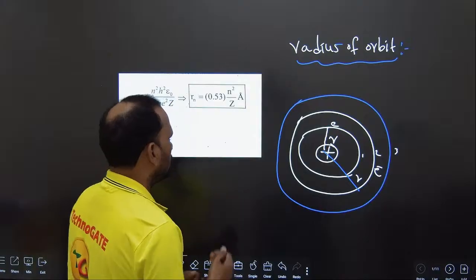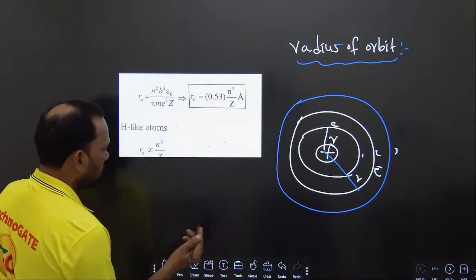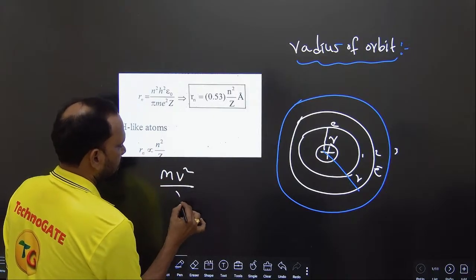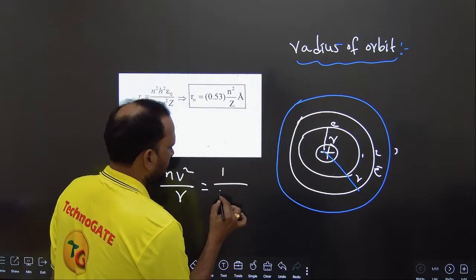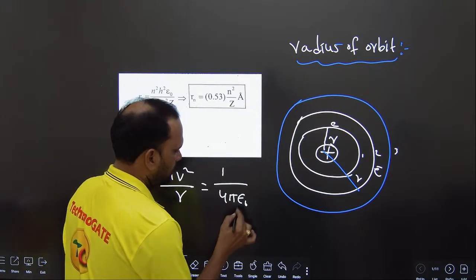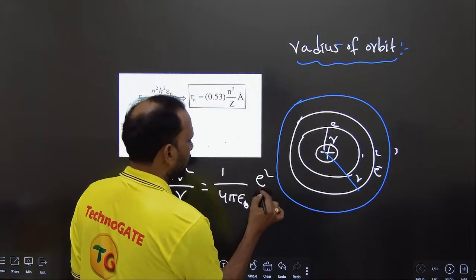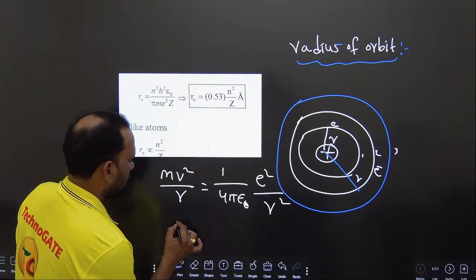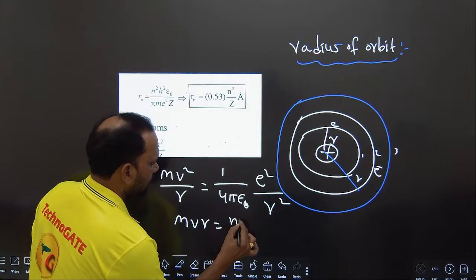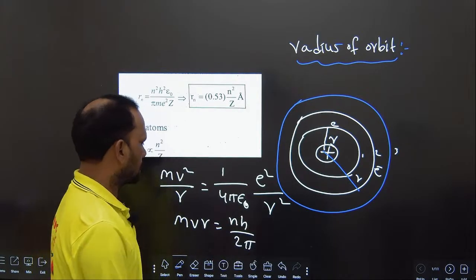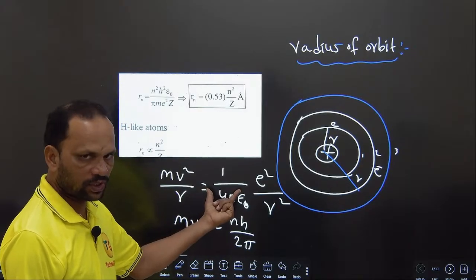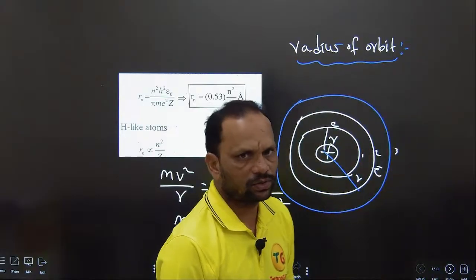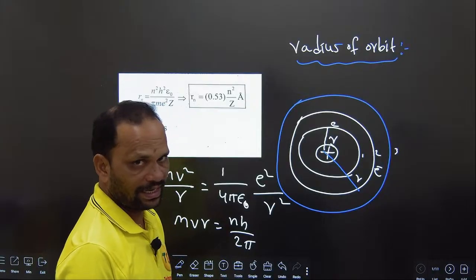How do we derive the radius of the orbit? In the last video we discussed that mv square by r, the centripetal force, is equal to 1 by 4 pi epsilon naught into e square by r square. And also mvr is equal to nh by 2 pi. This is the first postulate and this is the second postulate. From these two equations, we rearrange and get the equation of the radius.